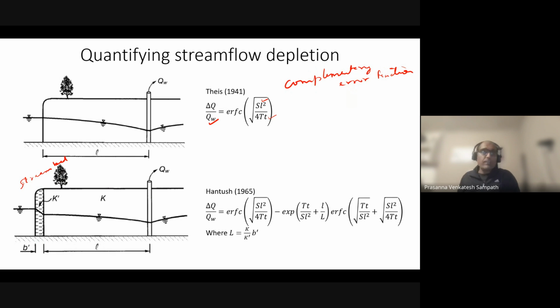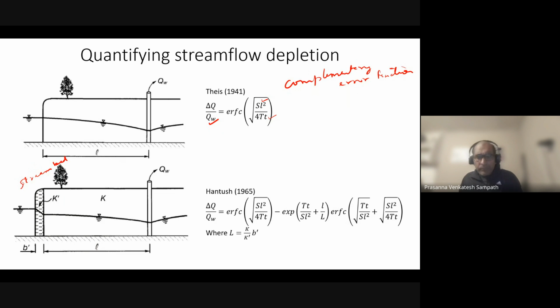Now obviously this delta Q will also depend on K prime and B prime. If B prime is very small, or if K prime is close to K, then basically this capital L will be nothing but B prime, and so on and so forth. So it's just a way of explicitly incorporating the impact of the stream bed, which has a slightly different hydraulic conductivity and a thickness, into this expression for the stream flow depletion.